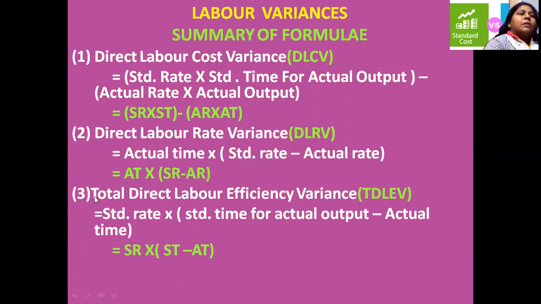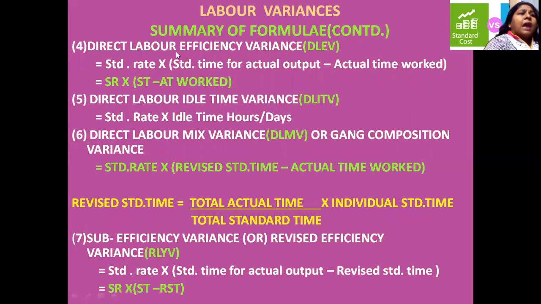The third one is total direct labor efficiency variance. So how do we measure the efficiency of the labor through this formula? Look at the formula: standard rate into two things to be compared, standard time for actual output minus actual time. The short form of the formula is given here. Then the next is direct labor efficiency variance, and this is the formula.